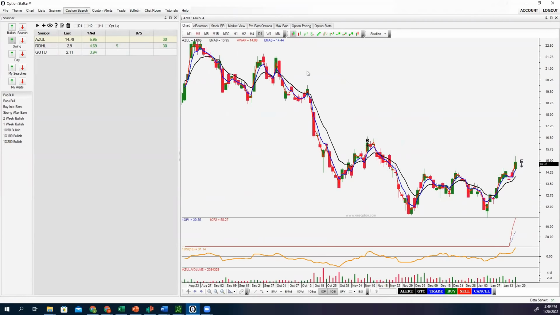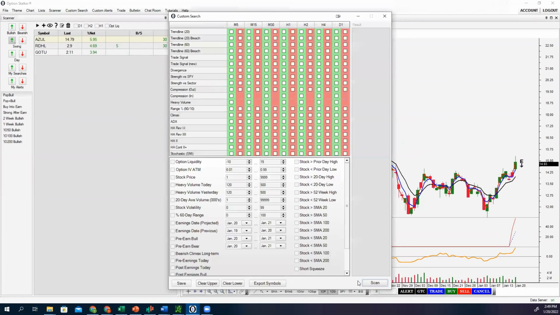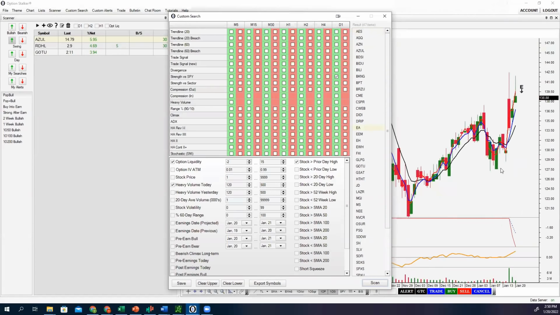This also has the ability to do custom scans. I could say I want option liquidity to be negative 2. I want heavy volume over the prior day's high. Make sure it had relative strength. Hit scan. Here's my list of stocks right there. I can then click on them and go through each one and see if they're something I want to trade. This is a very good scanner.